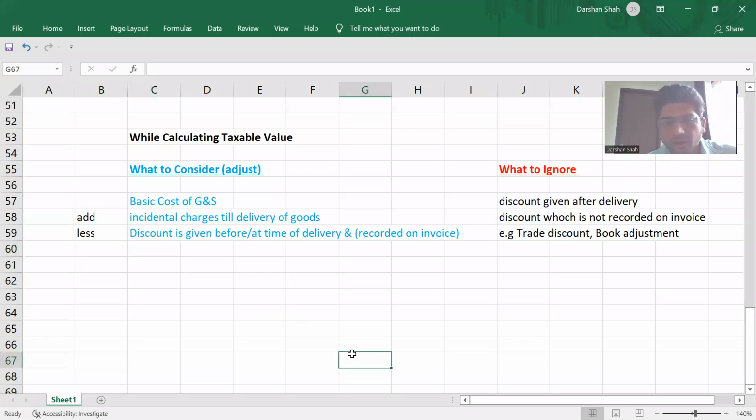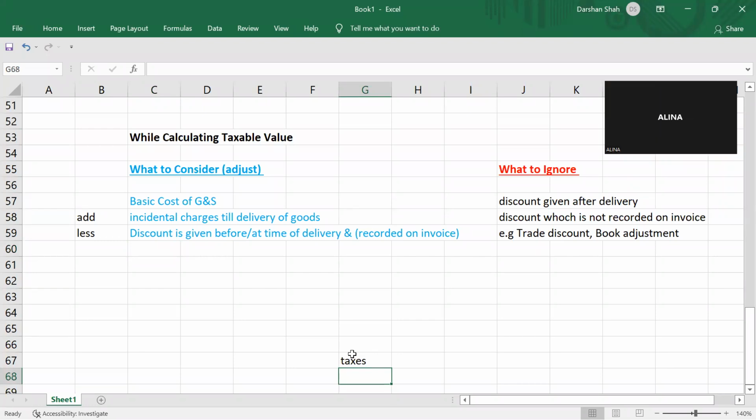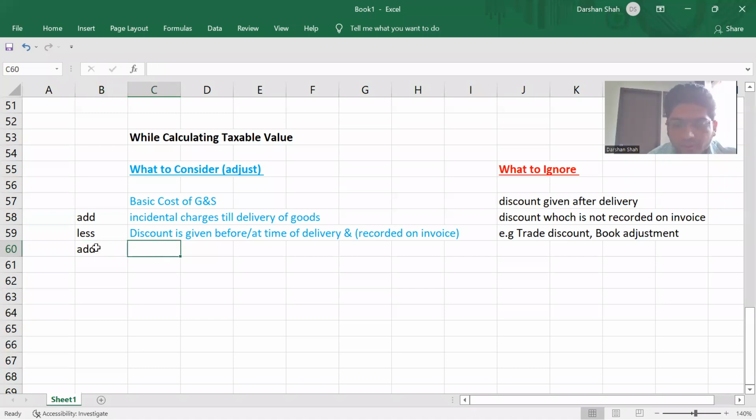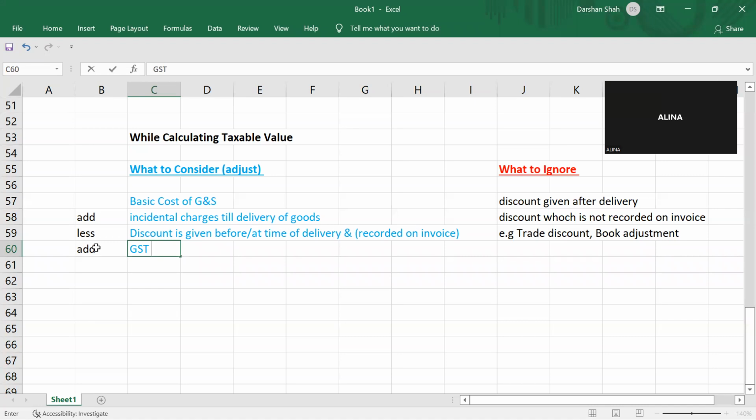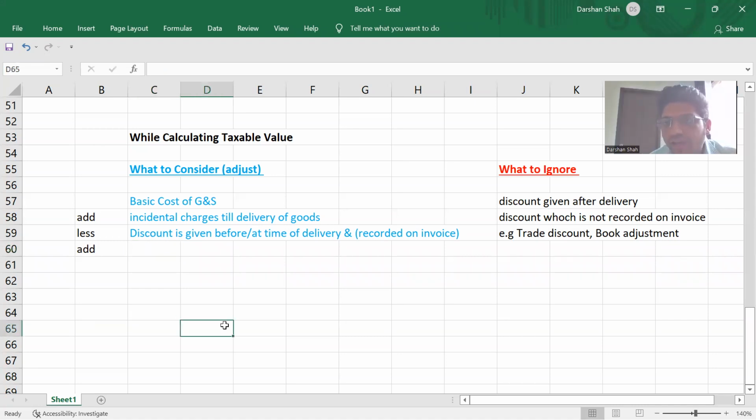Okay, next. What about taxes? Should I add taxes in the invoice value? Should I consider taxes such as import duty, GST? Should I consider them or should I ignore them? The concept is, for example, I cannot add GST because I'm already going to charge GST on the taxable value, correct? So I'll take into consideration all taxes other than GST. All taxes other than GST I'll consider, and GST, the actual GST, I'll totally ignore from the taxable value.